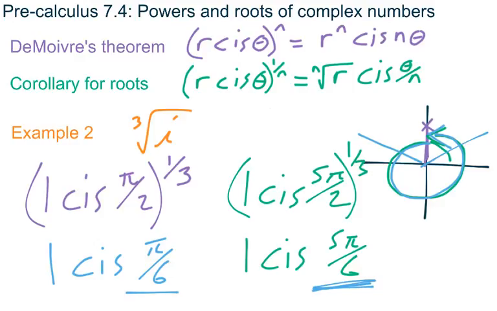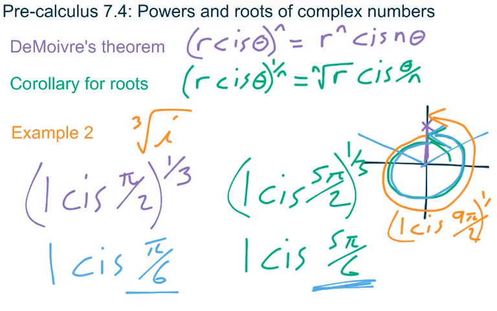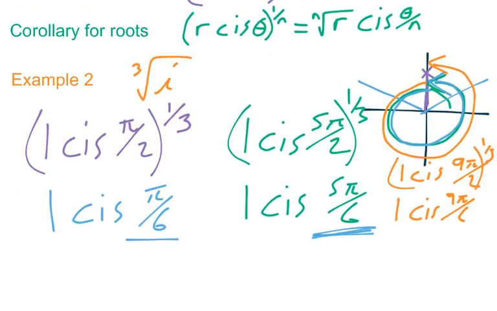In fact, we could do this even one more time, go around the circle a second time, all the way around the circle. That would give us 1 cis, and once again we're adding 4 pi over 2, so we'll get 9 pi over 2. All of that raised to the 1/3. When we do DeMoivre's theorem here, we still get 1 cis, and now we multiply by 1/3, we get 9 pi over 6, and that can reduce down to 1 cis 3 pi over 2. So we have another answer here.